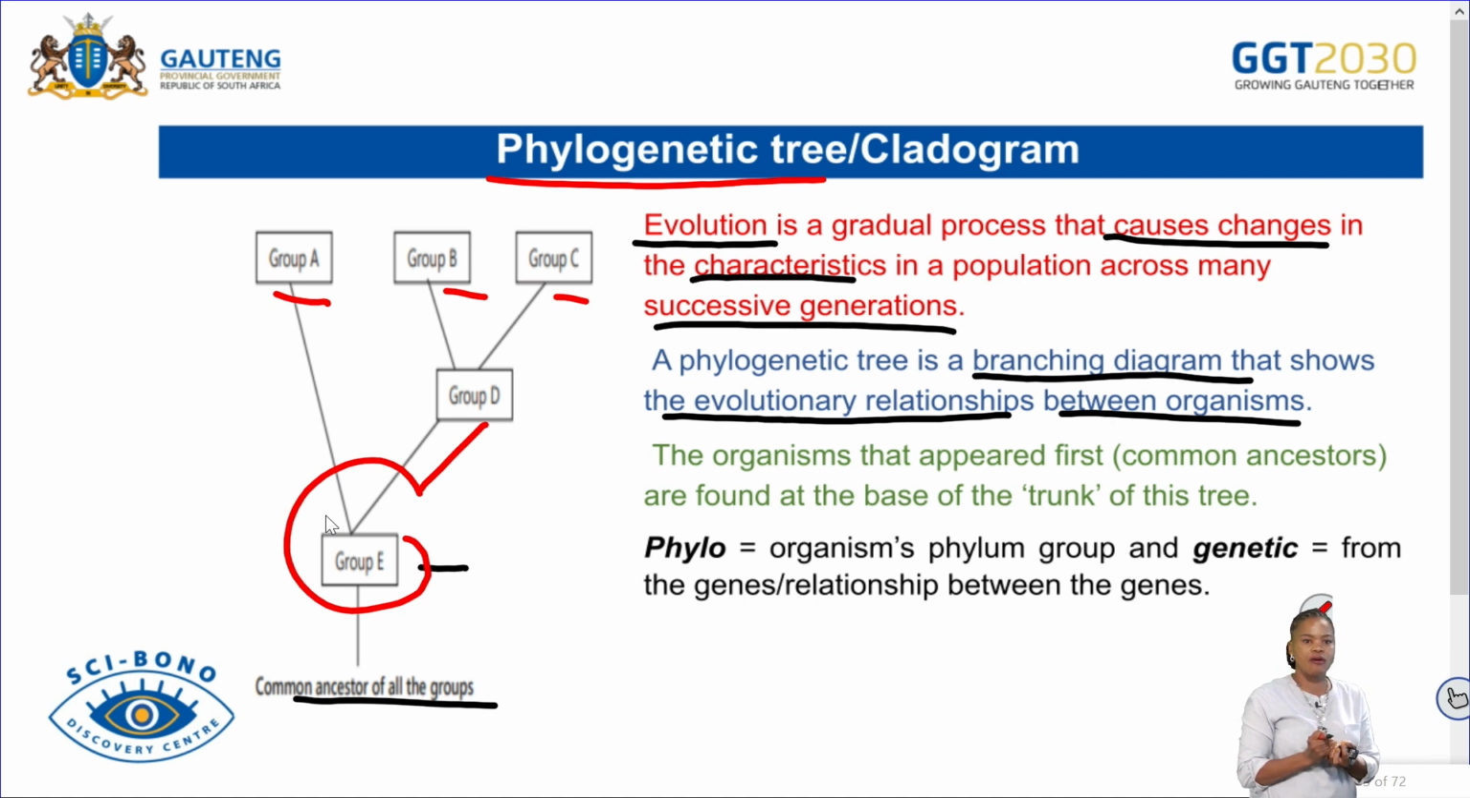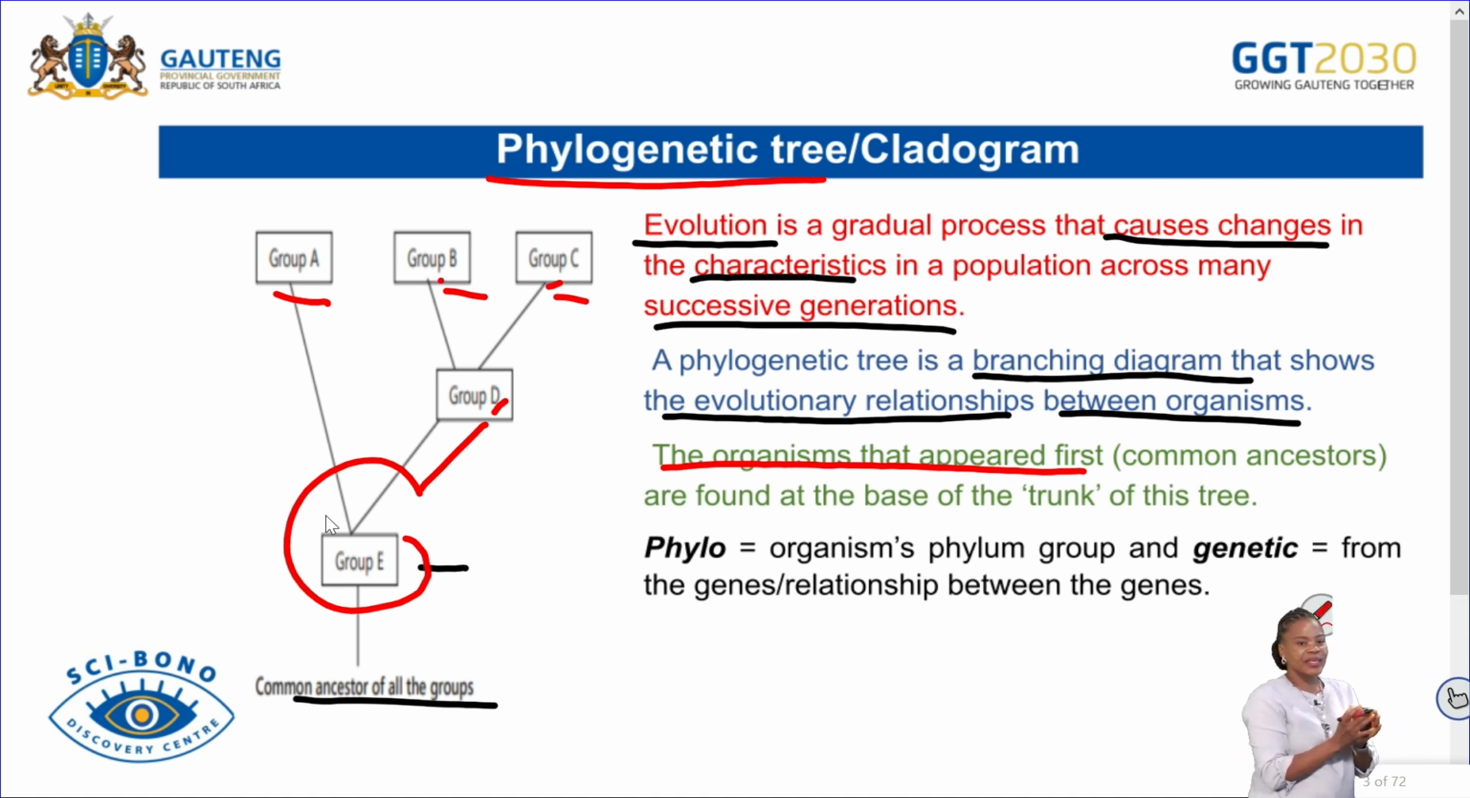Now, when we talk of a common ancestor, we are simply referring to the organisms that appeared first, and after these organisms which appeared first, they give rise to all of these new organisms.